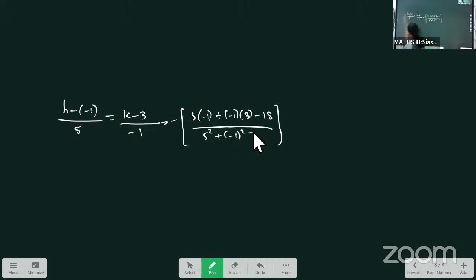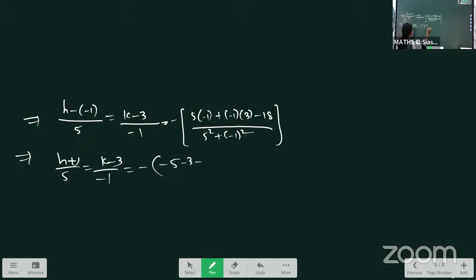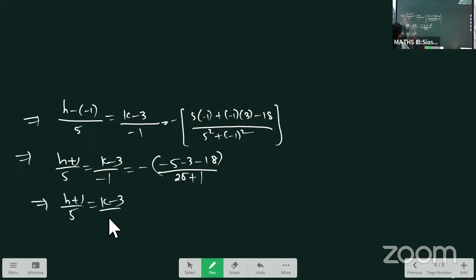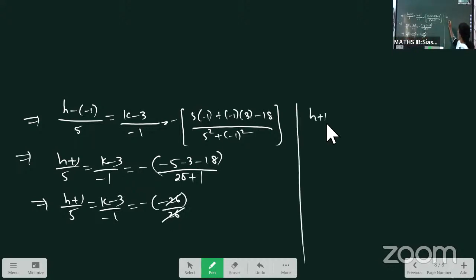Now simplify, which implies (h plus 1) by 5 is equal to (k minus 3) by -1 is equal to minus of (-5 -3 -18) by (25 plus 1). That is, (h plus 1) by 5 is equal to (k minus 3) by -1 is equal to minus of -26 by 26. 26 and 26 get cancelled. So what is left? It is equal to minus into minus, plus 1.